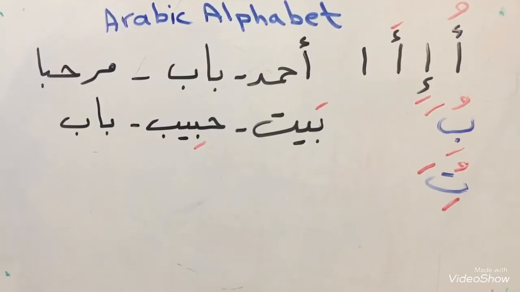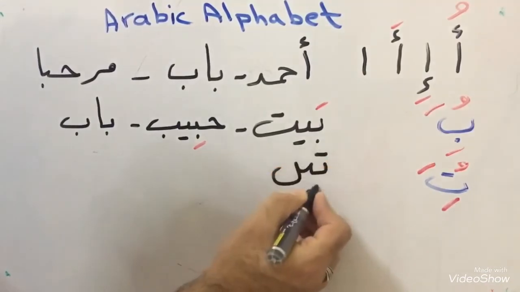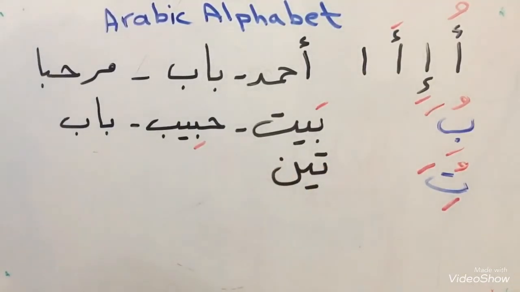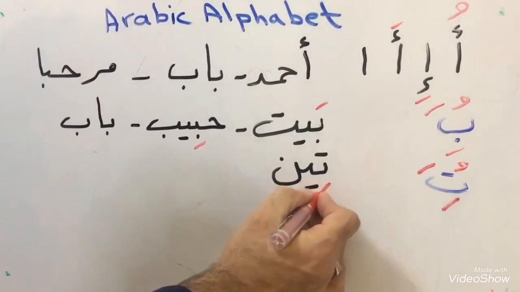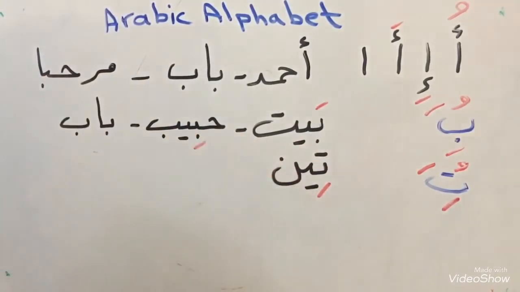Ta is similar in writing to Ba. So if we want to give examples of Ta at the beginning of the word, you can see Teen. Ta here has Kasra, so we say Teen. It comes before Ya. Teen means fig.